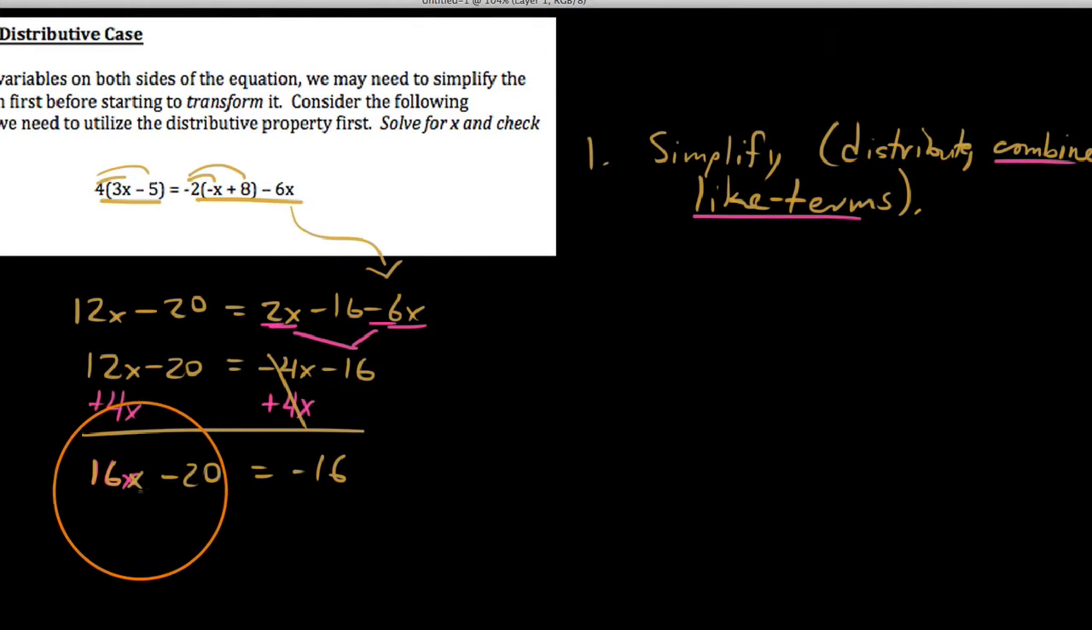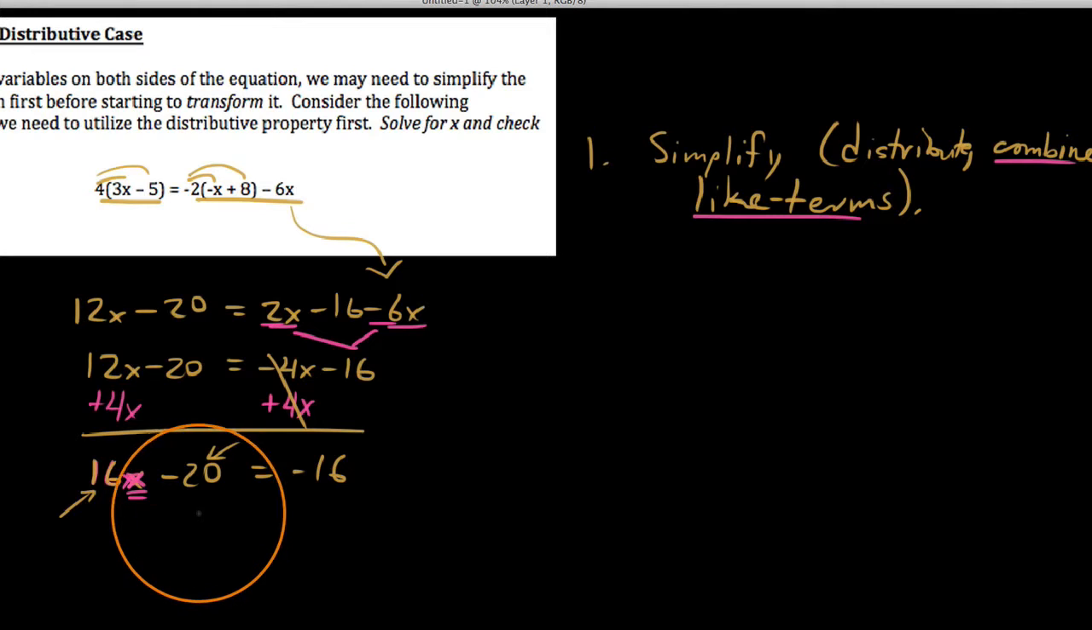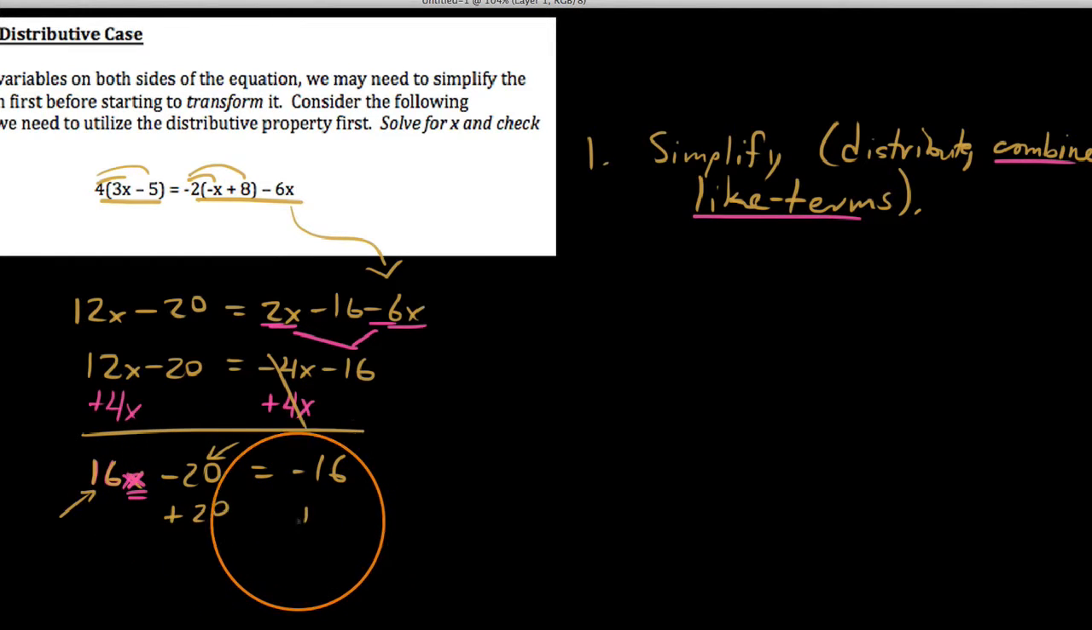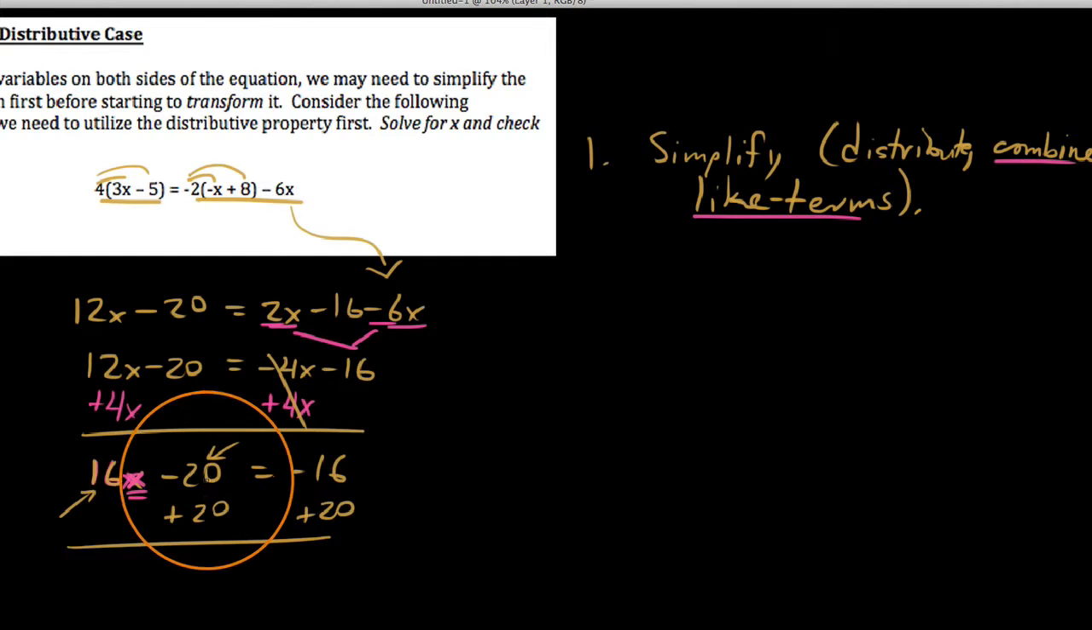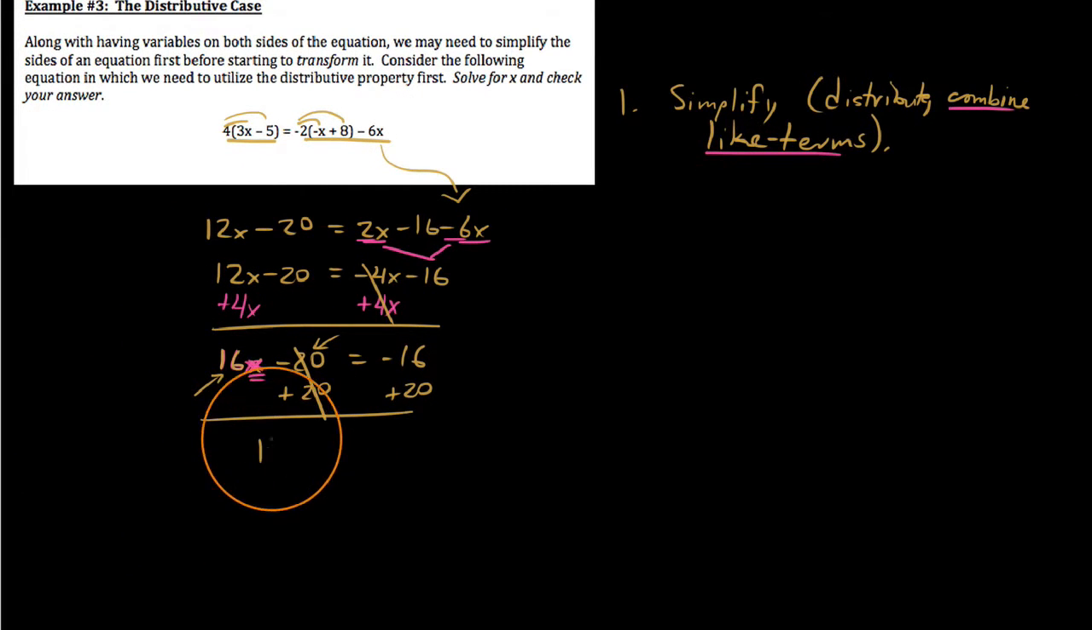And so now we want to get this x by itself. Now that all the x's are on the same side, we want to identify any things that are on the same side with it that we need to get rid of. And we're always going to, with two-step equations, undo addition and subtraction first. So we are going to use the inverse of subtract 20. We're going to add 20. We get 16x is equal to a negative 16 plus a positive 20, which is a 4.